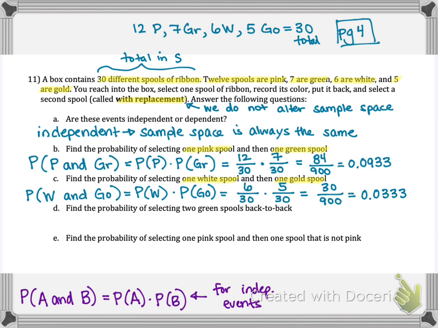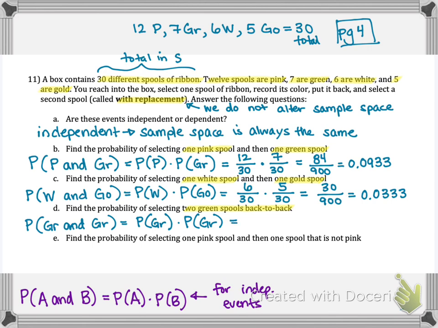Okay, so let's take a look at the next one. The wording has changed. It says find the probability of, that part's the same, selecting 2 green spools back to back. Okay, so this one is green, GR for green, and green again. So still based on our rule for independent events, that means we're going to take the probability it's green and multiply by the same exact number, the probability it's green, a second time.